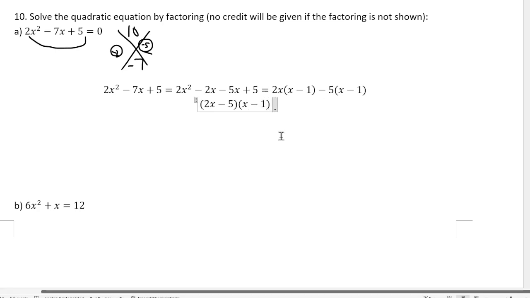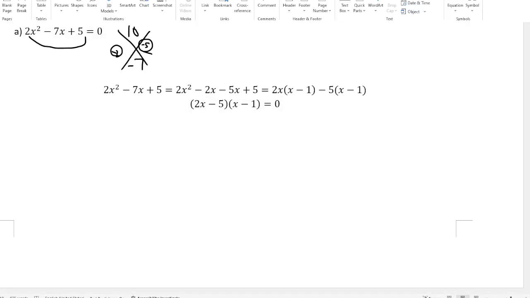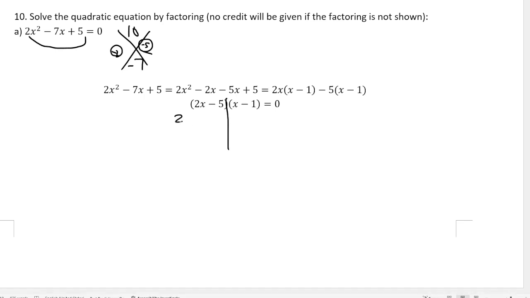Okay, and that's equal to 0. And now you use the zero factor property and you say either 2x minus 5 is 0, so if you add 5 and divide by 2, this is x equals 5 over 2.